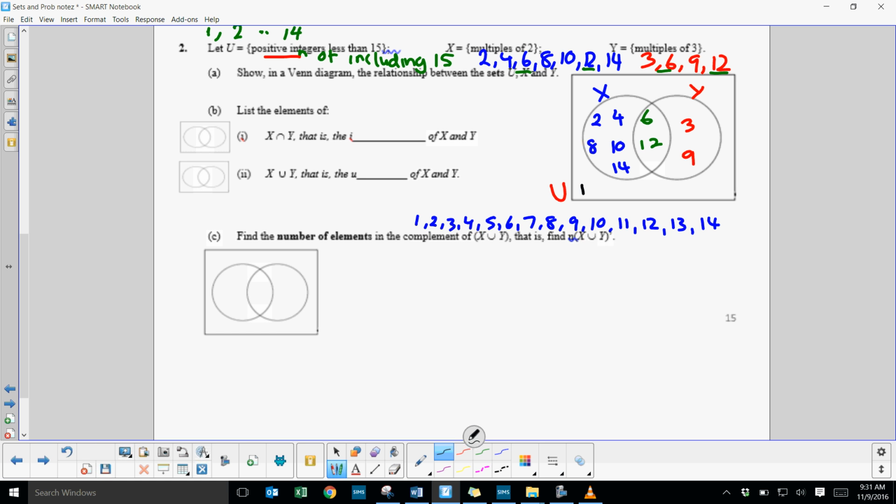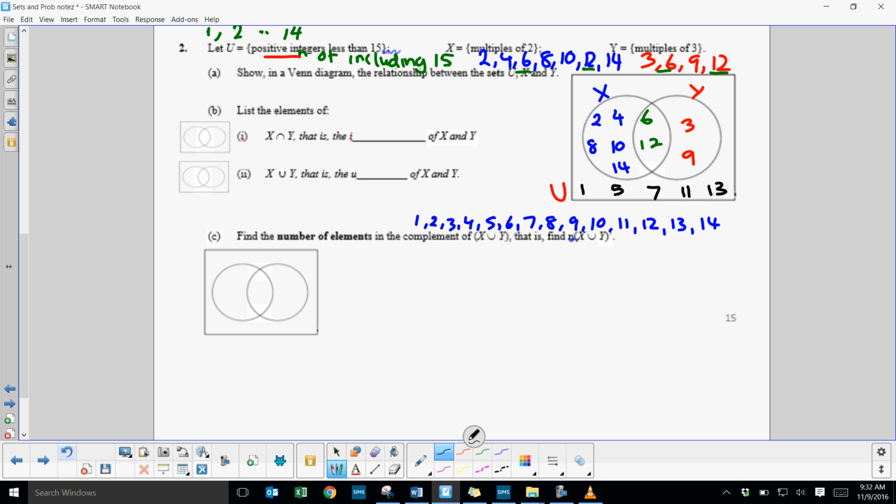So you just put them somewhere around the outside of the union: 1, 5, 7, 11, and 13. I could have put them up here, for example, instead as well. It doesn't really matter, so long as they're outside of the two circles. So we've finished the Venn diagram, so we've finished question A. I think we have? Yes, we have.